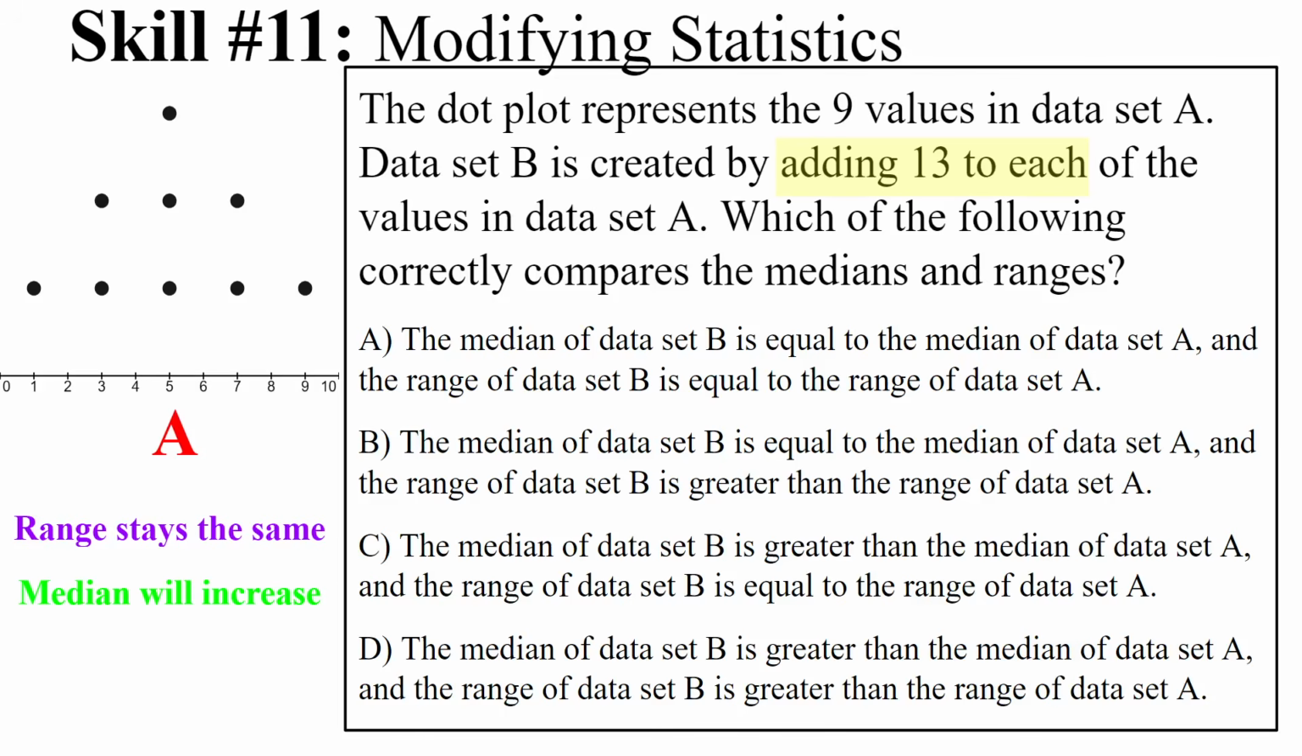So we can get rid of B and D because they both say that the range is changing. We just established that the range is going up. Or sorry, that the range is staying the same. And we want the one that says the median will increase. So for dataset B, the new dataset, it'll be greater. So that's answer choice C.